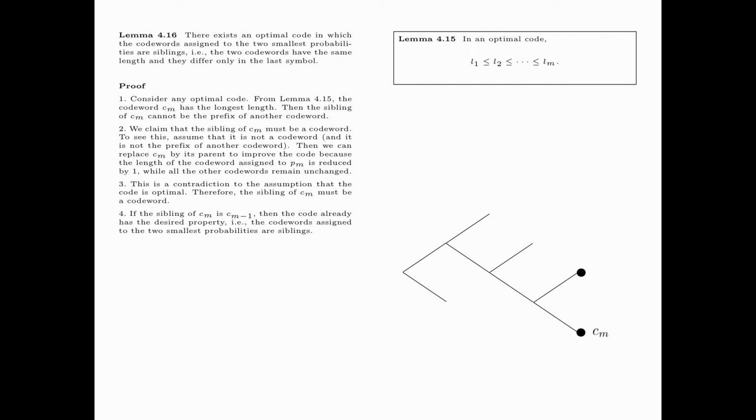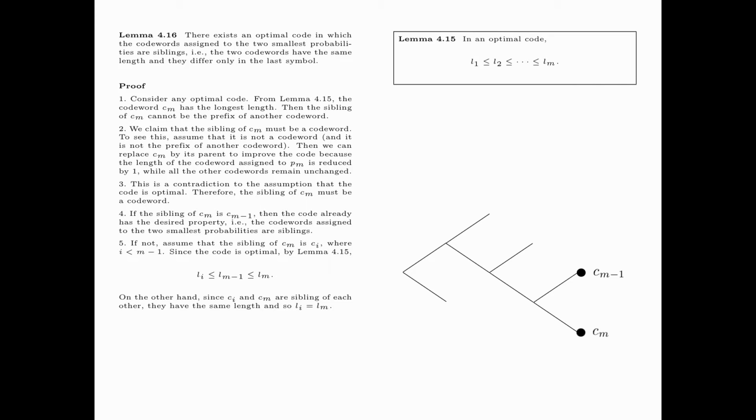If the sibling of c_m is c_{m-1}, then the code already has the desired property. That is, the code words assigned to the two smallest probabilities are siblings. If not, assume that the sibling of c_m is c_i, where i is less than m-1. Since the code is optimal, by Lemma 4.15, we have l_i ≤ l_{m-1} ≤ l_m.